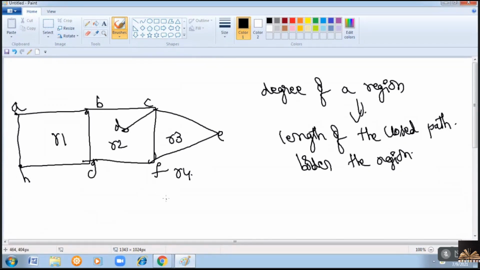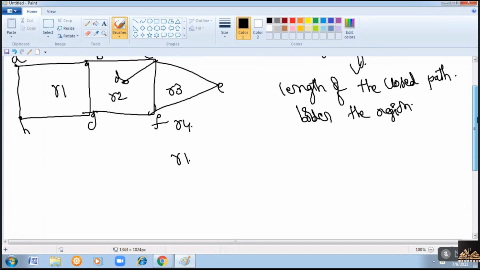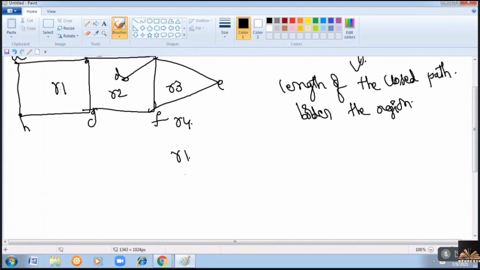So now we'll see what the degree of the regions is. Degree of region R1 we'll try to find out. Degree of a region is the length of the closed path. What is the closed path for R1? This is the closed path for R1, right? So what is the length? If you try to see the border of the region, the path is A to B, B to G, G to H.